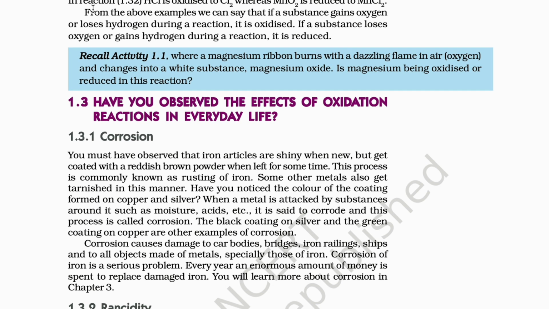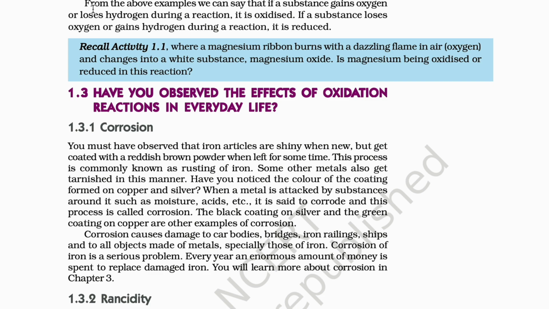In reaction 1.31, carbon is oxidized to CO and ZnO is reduced to Zn. In reaction 1.32, HCl is oxidized to Cl2, whereas MnO2 is reduced to MnCl2. From the above examples, we can say that if a substance gains oxygen or loses hydrogen during a reaction, it is oxidized. If a substance loses oxygen or gains hydrogen during a reaction, it is reduced.